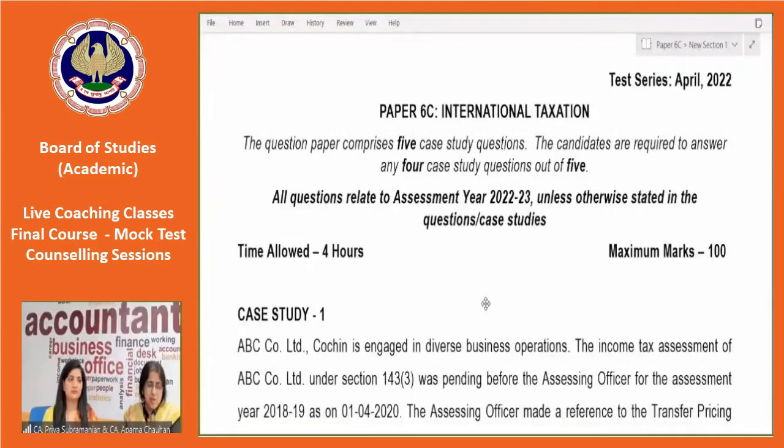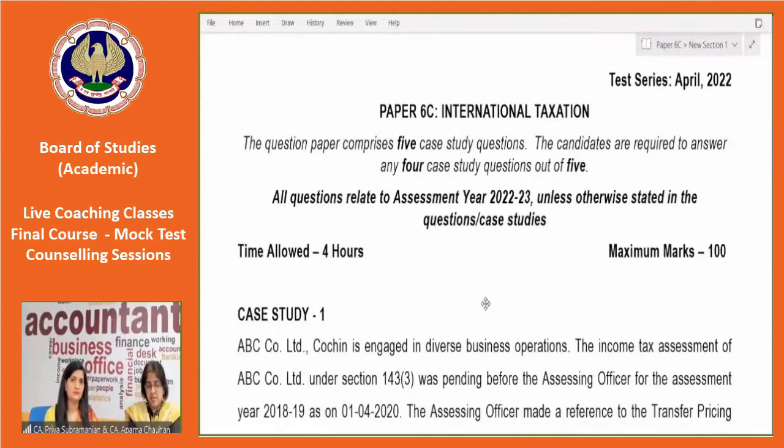So let me tell you some of the issues which you have to consider. Like, there are 9 topics. Transfer pricing is the first topic, a very important topic, and the most appropriate method for determination of arm's length price. See, it's all given in the material. You have to be very familiar with each method.